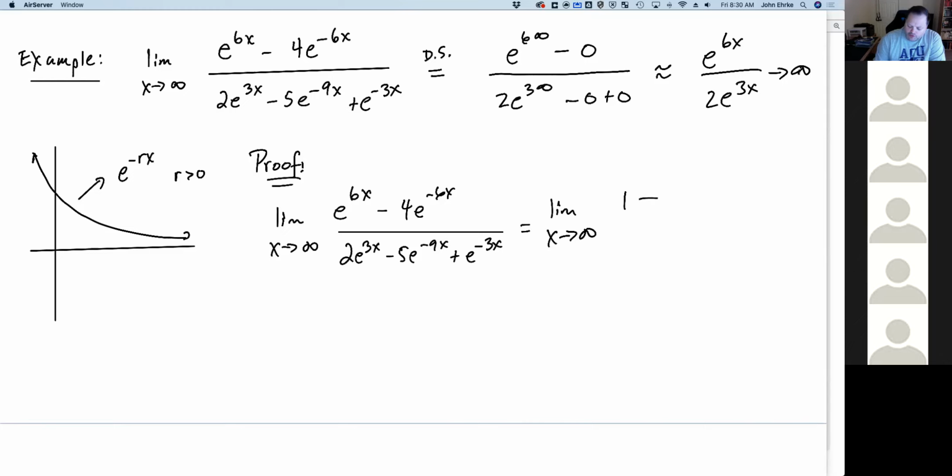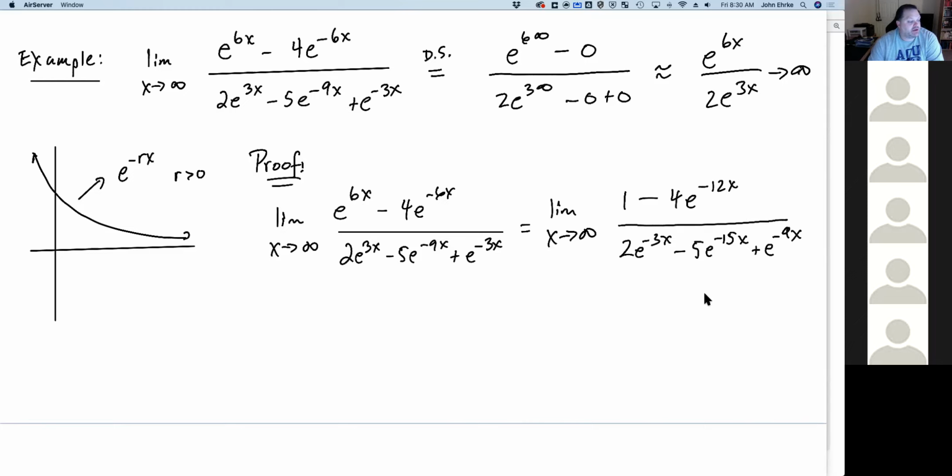So I get 1 for the first one, and then subtract 6x, you get minus 12x. Subtract 6x, you get minus 3x, minus 15x, minus 9x. So after you've divided through by e to the 6x on both the top and the bottom, this is what you have.